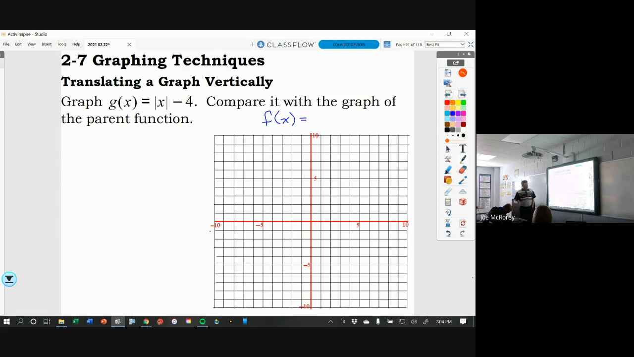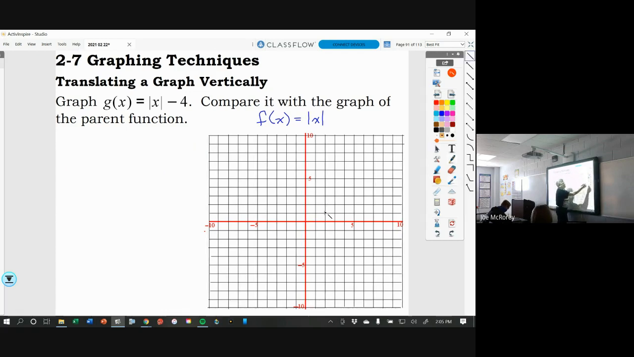Absolute value of x. And what does the graph of the absolute value of x look like? Looks like a V with the vertex at 0, 0. So if I was going to graph this parent function, it looks like this.